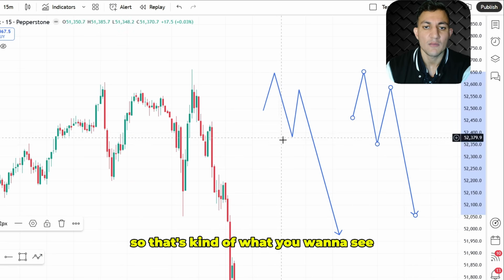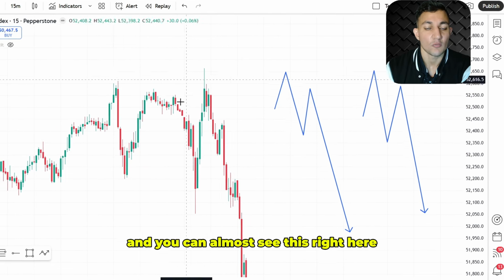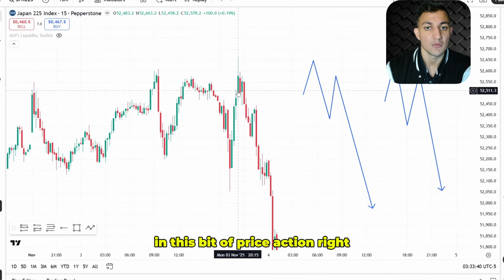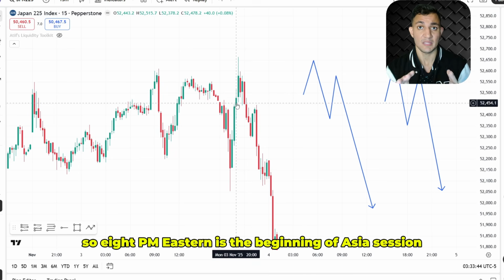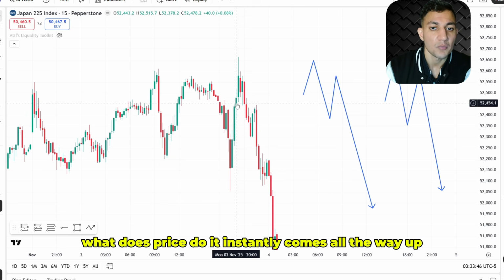Then you get a high probability retracement, and you ride price down, right? That's kind of what we want to see, and you can almost see this right here in this bit of price action. Remember, 8 p.m. Eastern is the beginning of the Asia session. What does price do? It instantly comes all the way up, right?